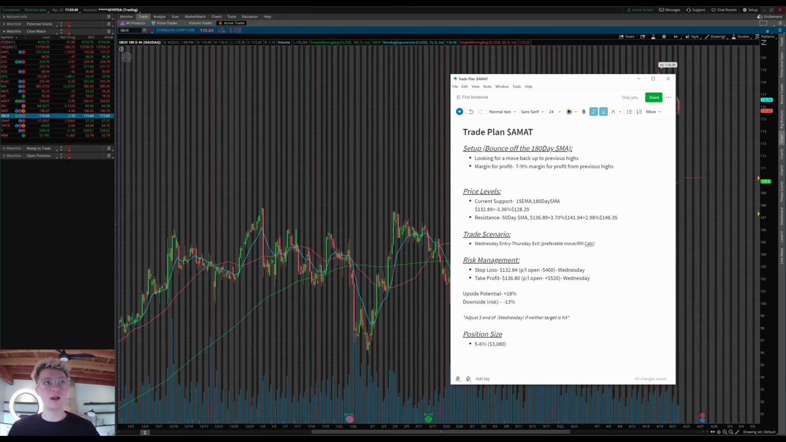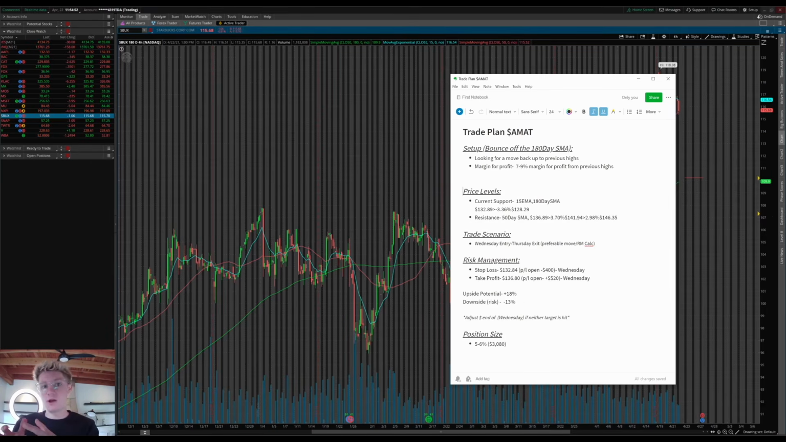Our margin for profit, I always make sure to be aware of what margin we're working with from previous highs. If the setup is a bounce off the 180-day SMA with the idea of working back up to previous highs. But depending on what setup this is, I might not say the margin of profit from previous highs. I might say the margin for profit to the 180-day SMA. So you have to make adjustments depending on what the trade itself is.